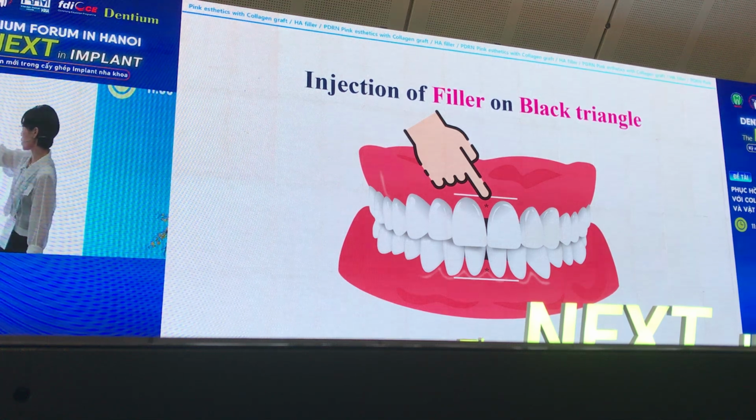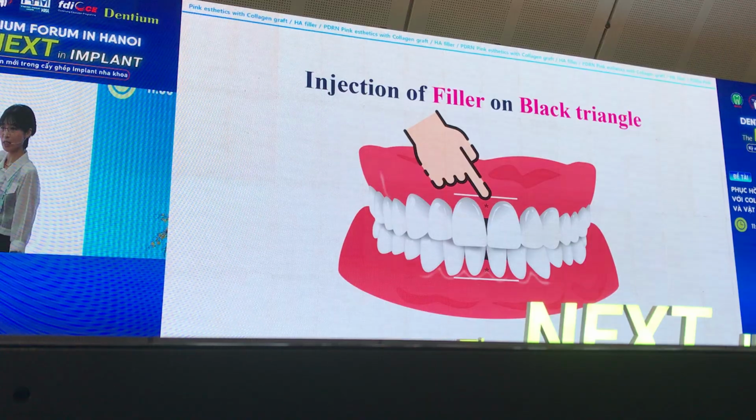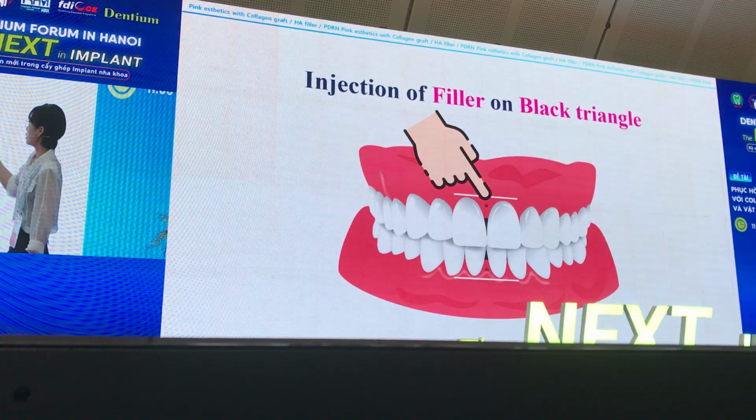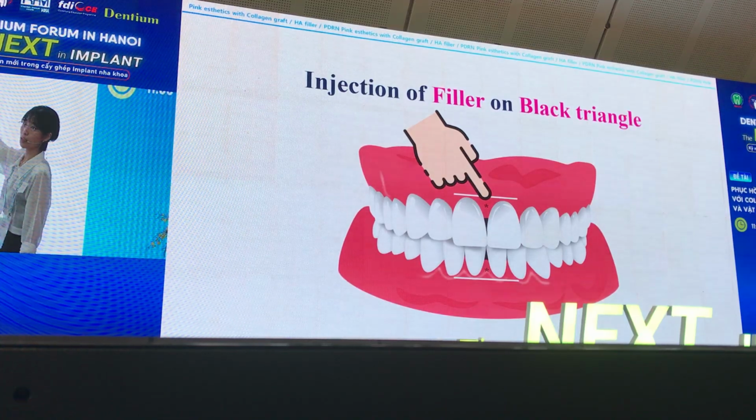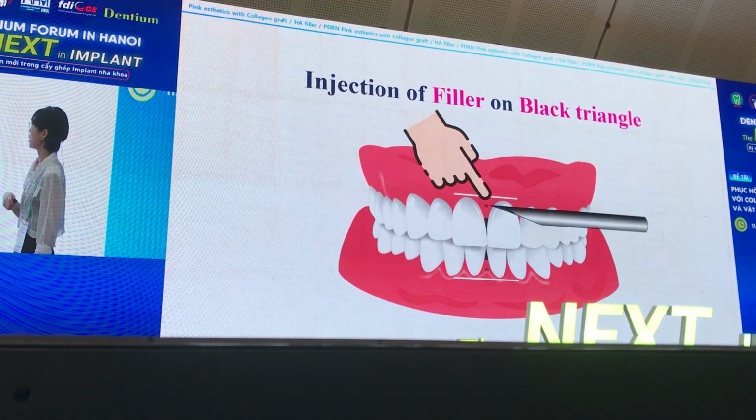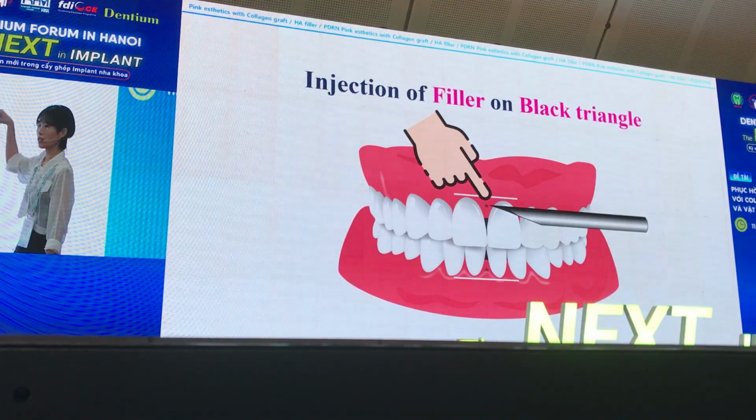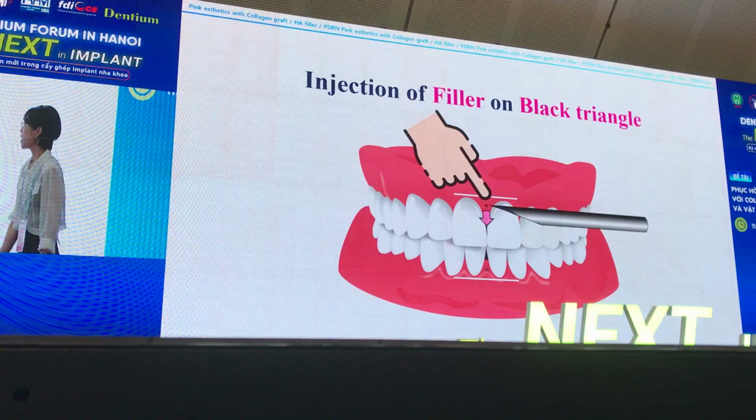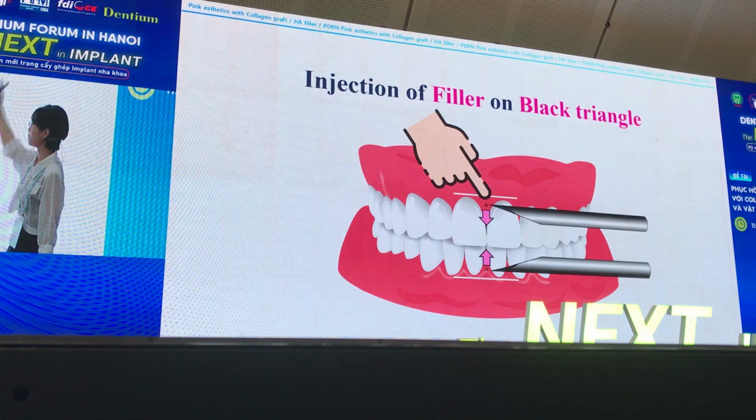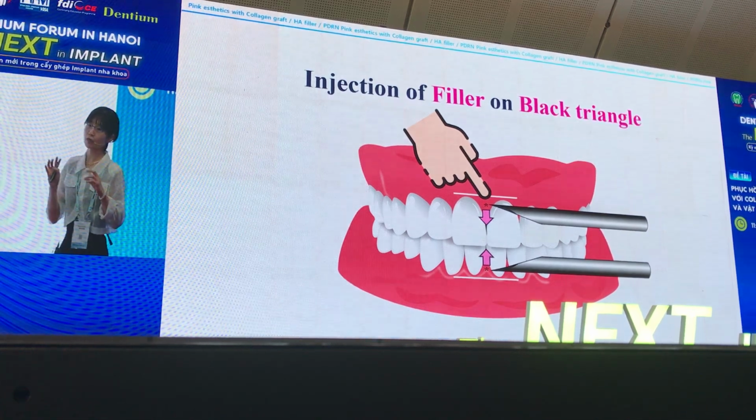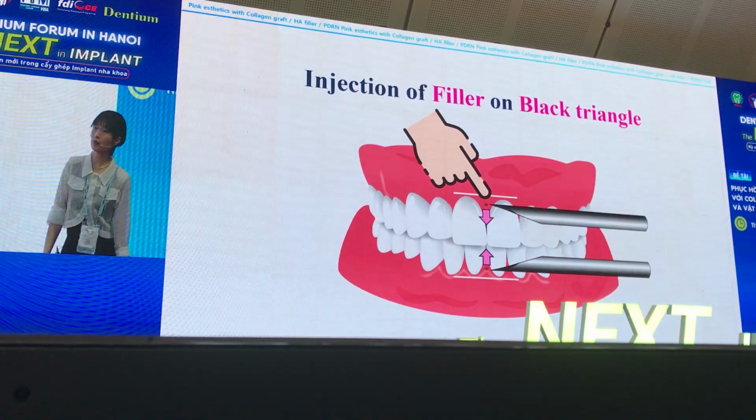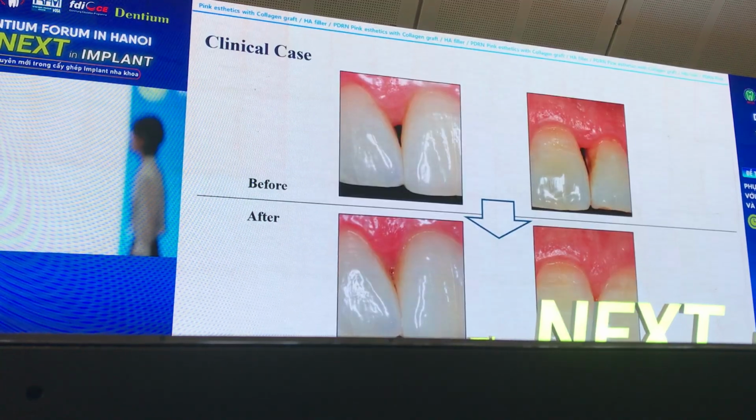If the proximal part is above the facial CEJ, you can fill it up with the filler. So just touch that white line with your thumb or fingers and then inject the filler like this. In the upper part, the bevel has to face toward the lower part, and in the lower part, the bevel has to face toward the upper, because you have to fill the proximal part. So you can do the black triangle treatment with HA fillers like this.